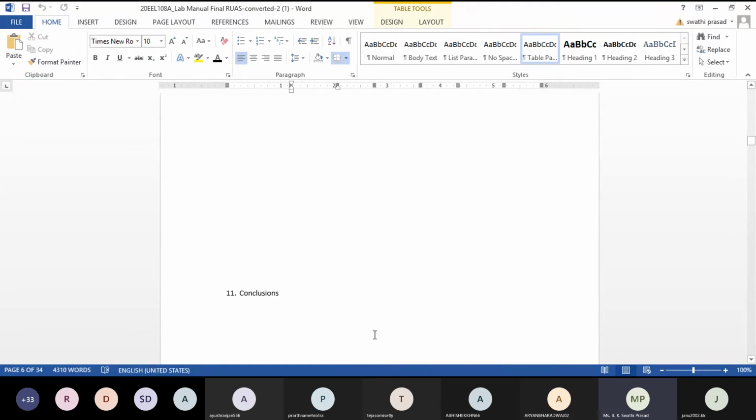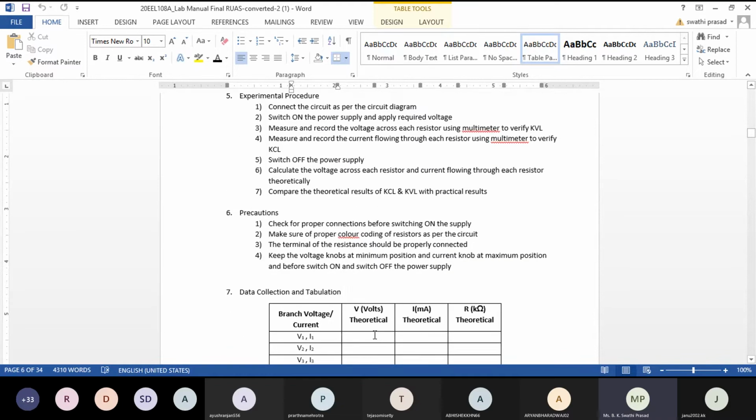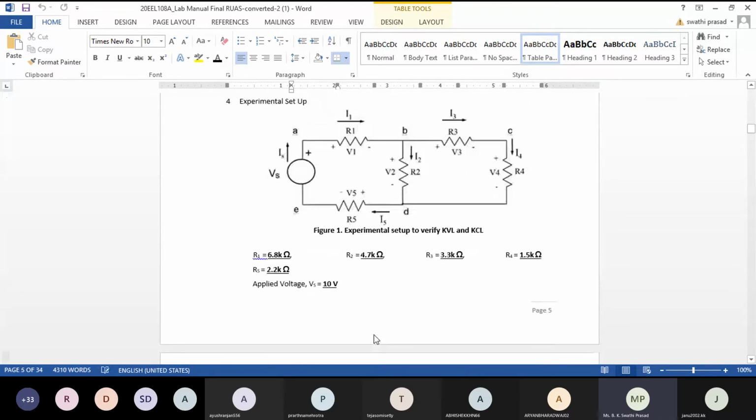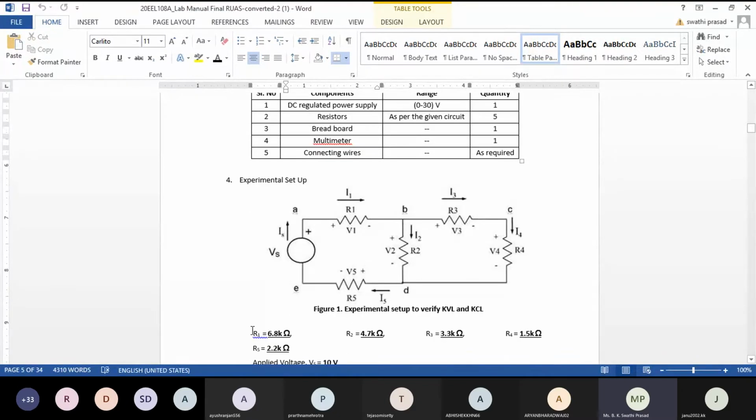Once you come over here, you just need to plug in all the devices according to the circuit shown in the experimental setup, and then you can work on it. Understood? The resistors are required as per the circuit. We have 5 resistors of different values. That is what you will select to calculate the voltages and current.